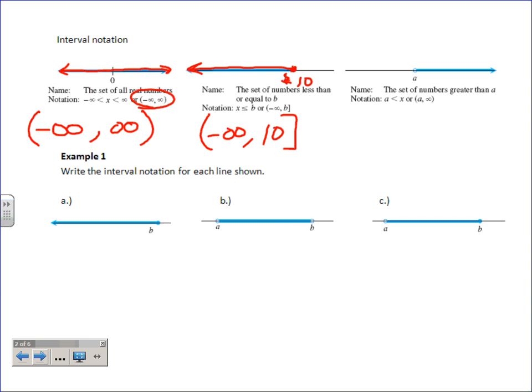It basically means it's included. If I put a parenthesis there, that would mean that 9.99999 is a good answer, but 10 is not. If we were showing solutions to a problem, all of those could be solutions. If we put a bracket around it, we're saying 10 actually is a solution. If we put a parenthesis, we say 10's not, but everything in between 10 and negative infinity is. Okay?